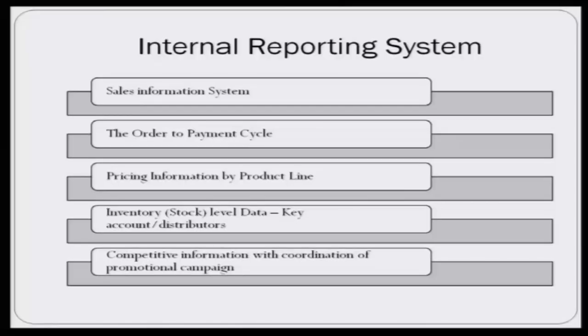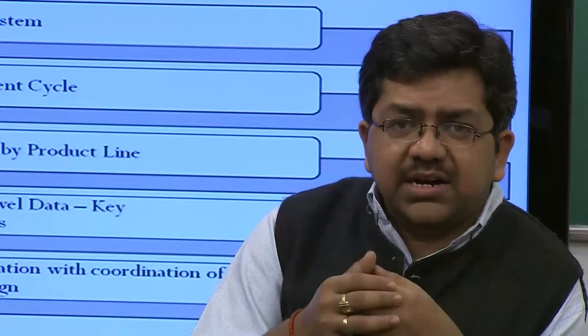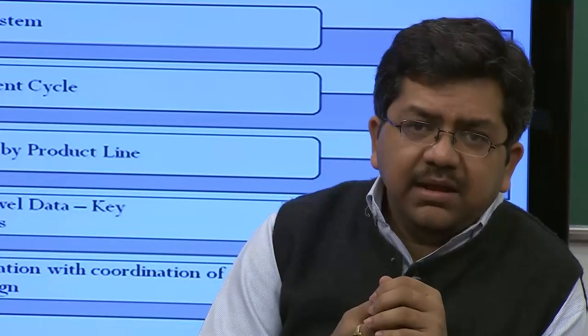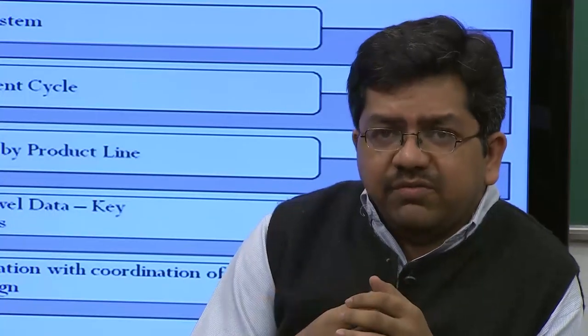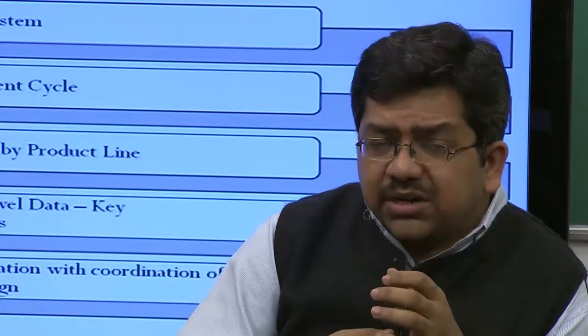Then you have the order to payment cycle, from when the customer places the order for the product, to the time it is delivered to the customer, and the payment time when the customer has actually paid for the product or services. That is another very important source of information, and it gives a lot of insights into what kind of customers the company is serving and what its position in the market is in terms of cash flow. So a lot of information related to that comes from there.